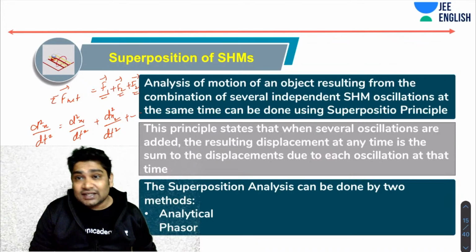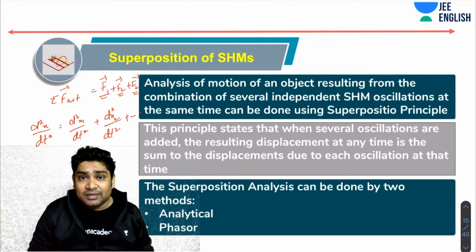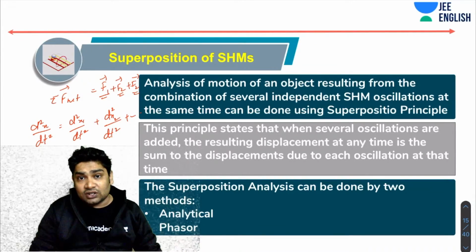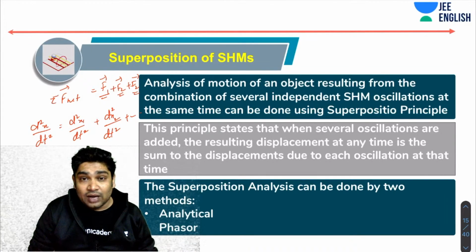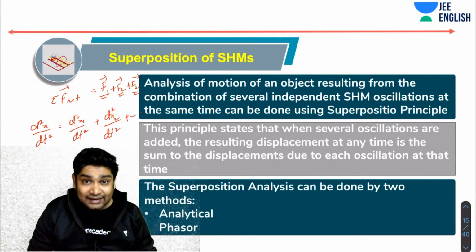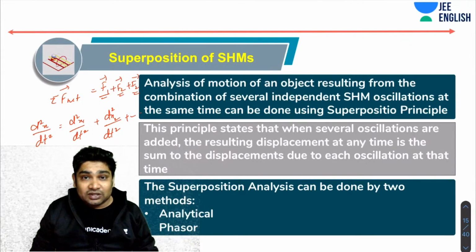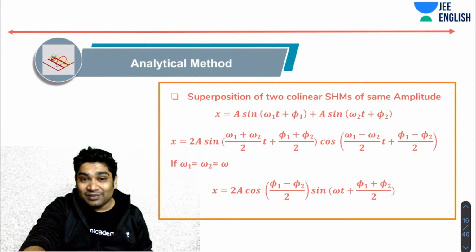So this principle states that whenever two or several oscillations are added, the resulting displacement at any time is nothing but the net sum of all the displacements due to individual oscillations. Okay. Now, for analysis of superposition, you have two methods. One is called the analytical method, and another is the Phasor method. So we will take a look at both the methods one by one. Okay. So let's talk about the analytical method first.